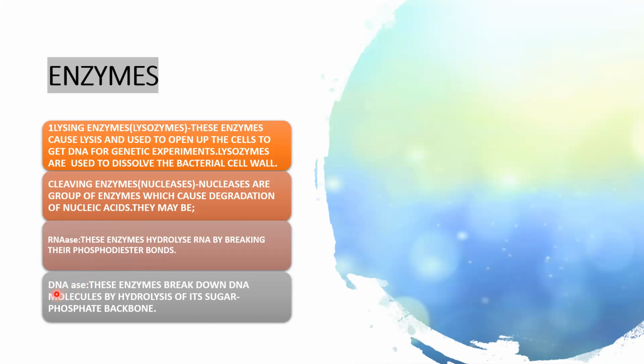Similarly, when these enzymes act on DNA, they are called DNases. These enzymes will also break DNA molecules by hydrolysis of the sugar phosphate backbone, meaning the bond between the deoxyribose sugar and phosphoric acid is broken. In case of RNA, the bond between ribose sugar and phosphoric acid is broken. So number one, the enzymes are lysing enzymes. Number two are cleaving enzymes. Cleaving enzymes include nucleases. If they cut on RNA or degrade the RNA, they are RNases. And if they degrade DNA, they are DNases.